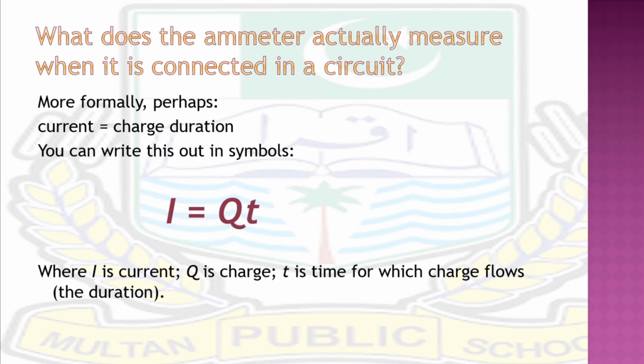More formally, current is equal to charge over duration. And you can write this out in symbols, and that is the famous equation in current electricity. I is equal to Q over T, where I is current, Q is charge, and T is the time for which charge flows, that is called the duration.